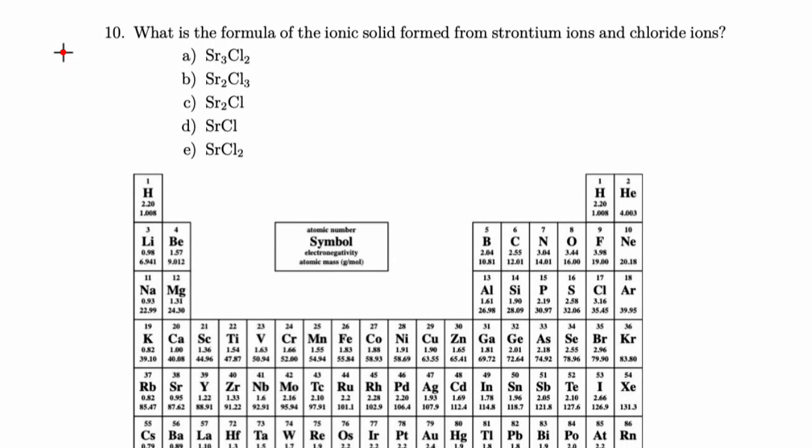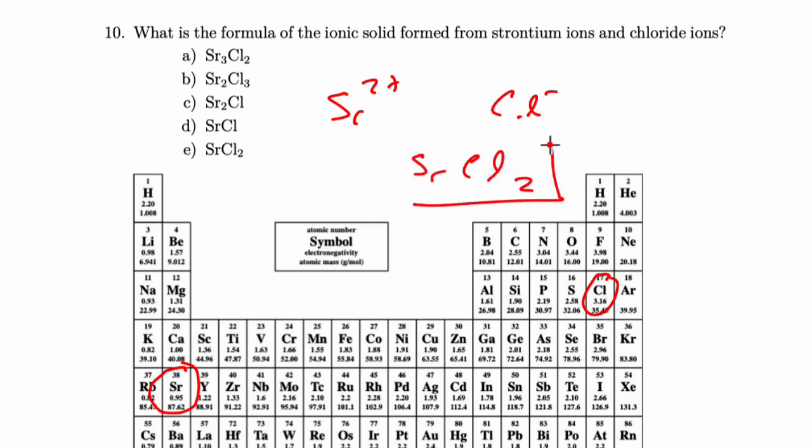What is the formula of the ionic solid composed of strontium ions and chloride ions? And so strontium is right there. It's an alkaline earth, and so it typically forms a +2. And then chlorine is a halogen, and it typically forms a -1. And so you need 2 chloride ions for each strontium ion. Because remember, the ionic solid is composed of charged ions, but the ionic solid itself is charge neutral.